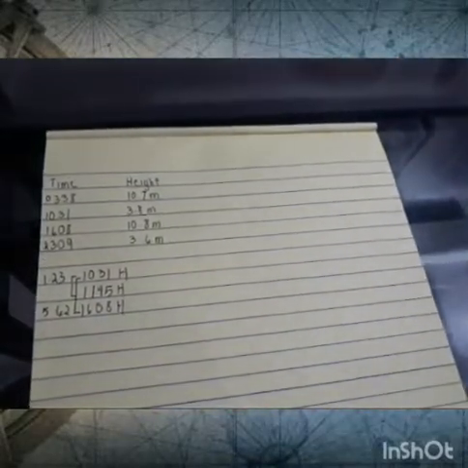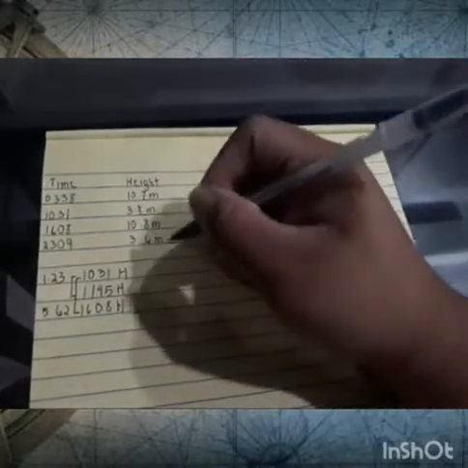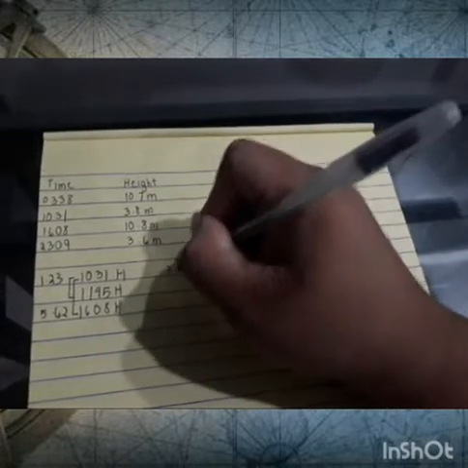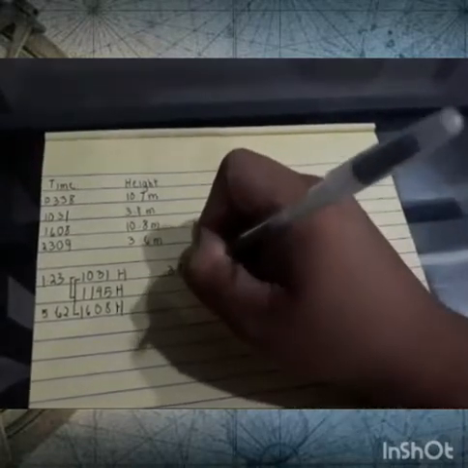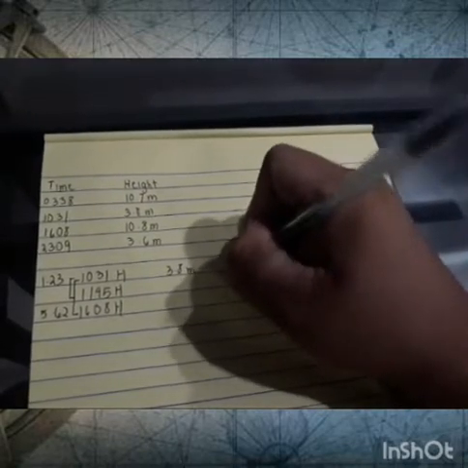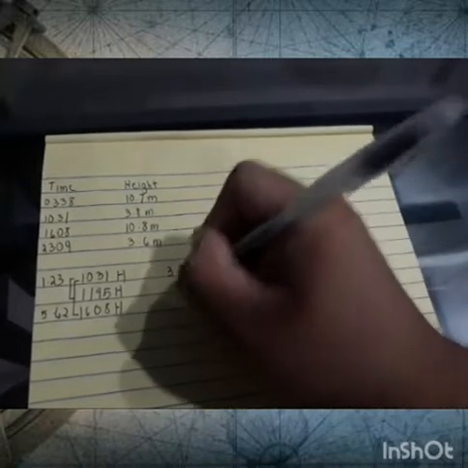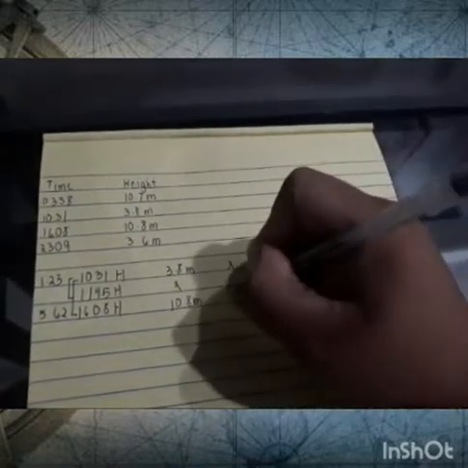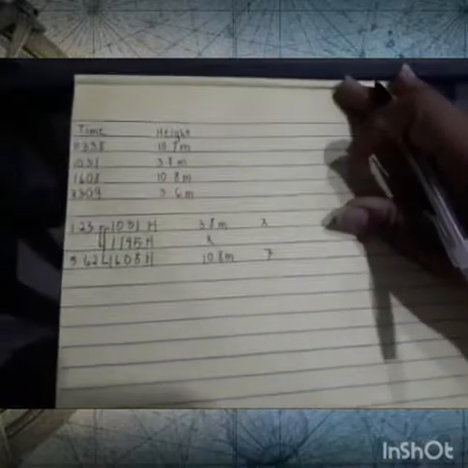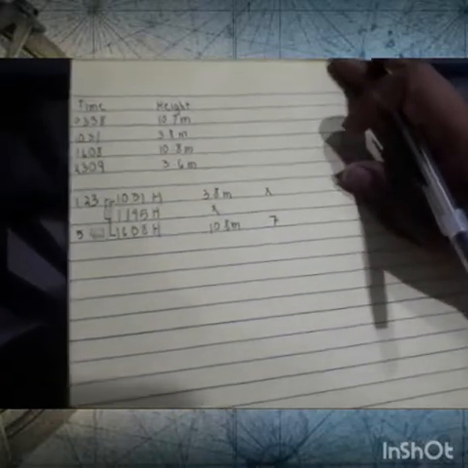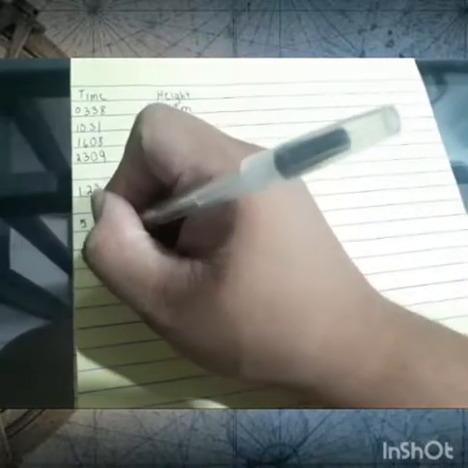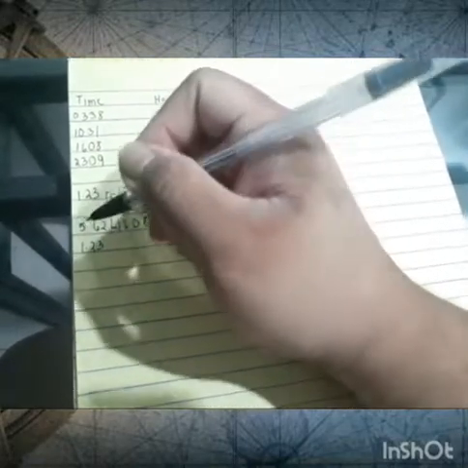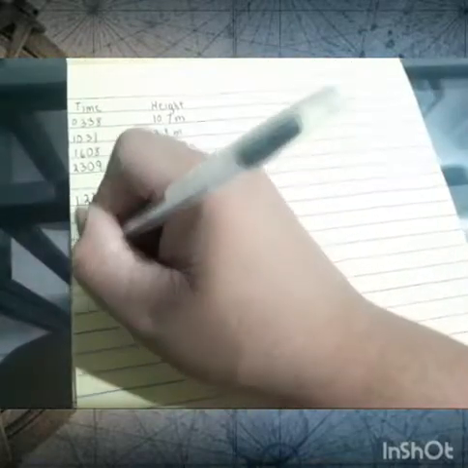And we're gonna write here that 3.8 meter. So we are finding the x, and we're gonna put an x here and 10.8 meter and the given 7 there. So first we're gonna write the 1.23 and the 5.62 and the x and 7.